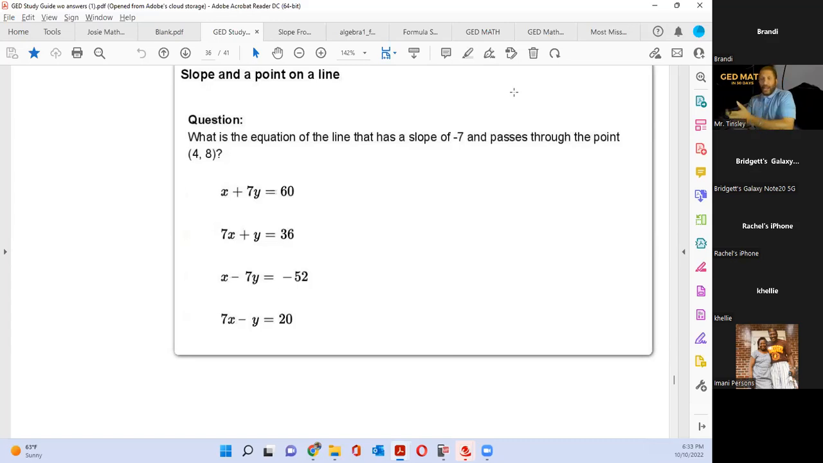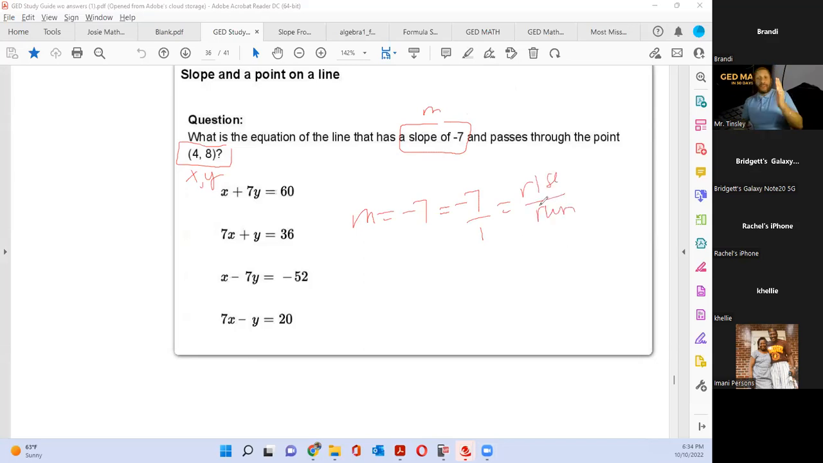All you got to know is how to identify what's given. You got to know right away: okay, point-slope. That's my M. That's my slope. I mean, that's my point. That's going to give me my X and Y. I know my slope is -7, which is the same as -7 over 1, which I know is my rise over run.